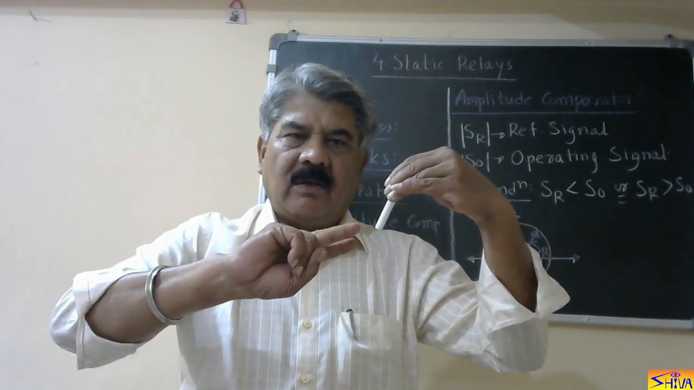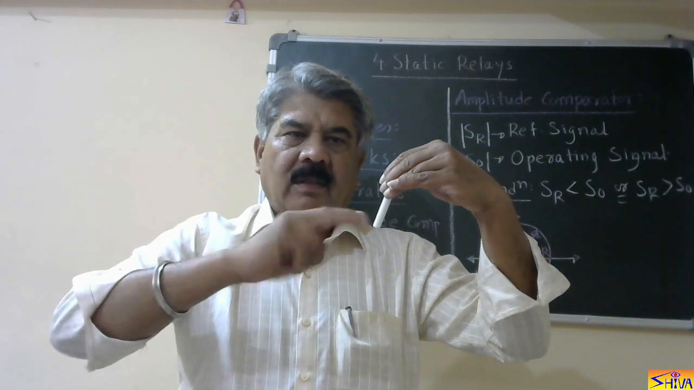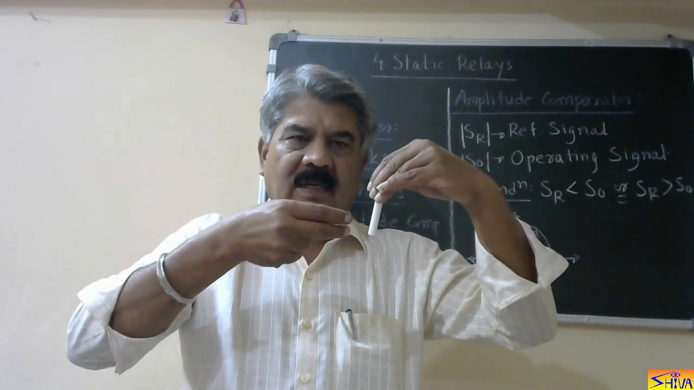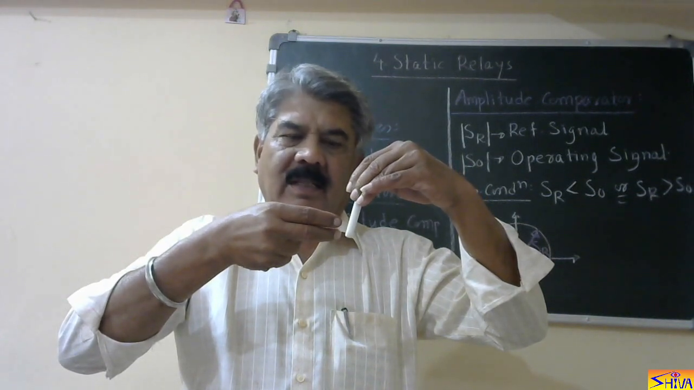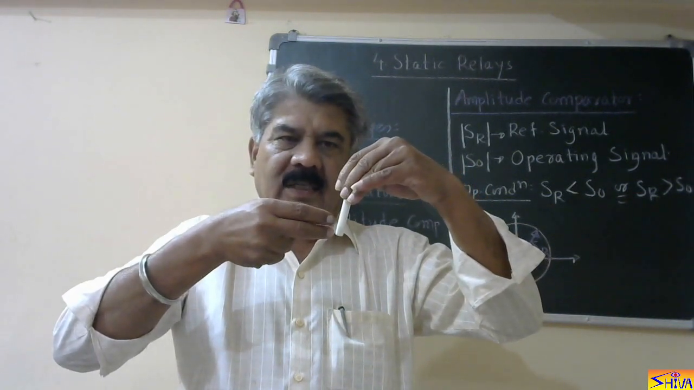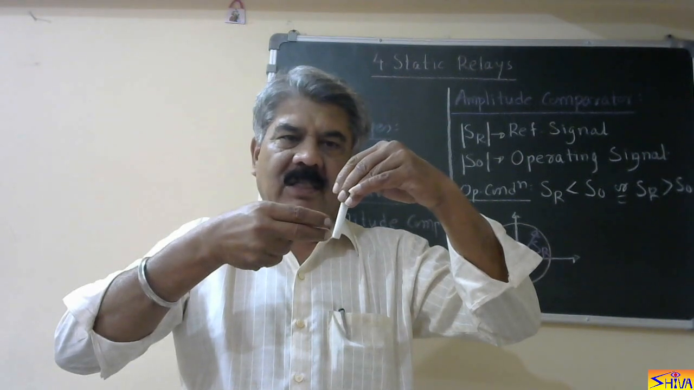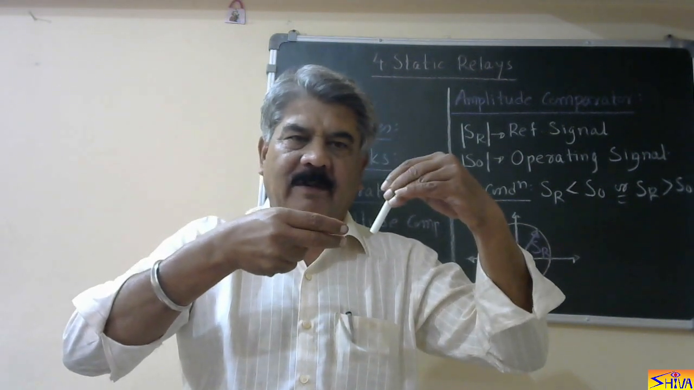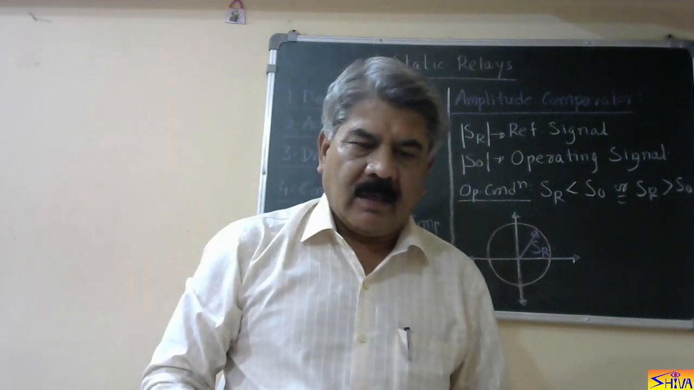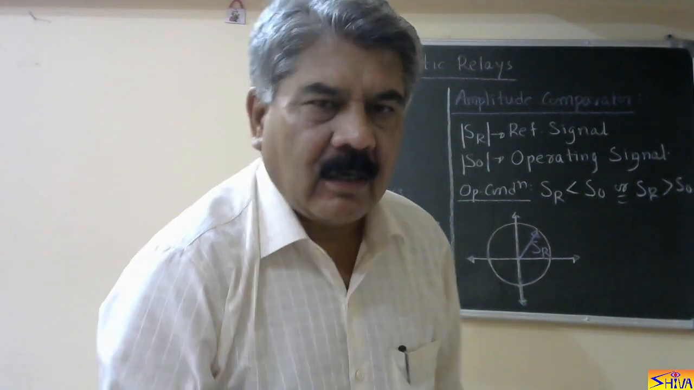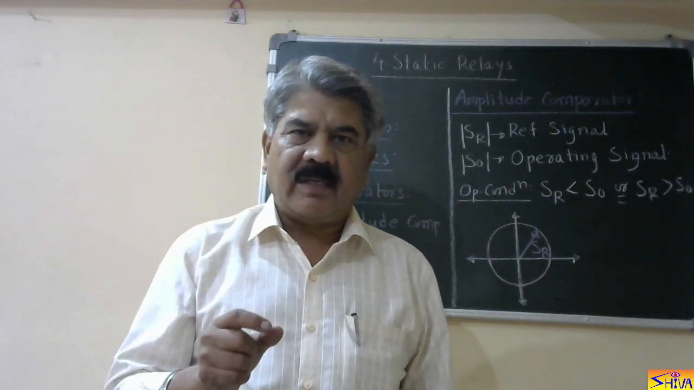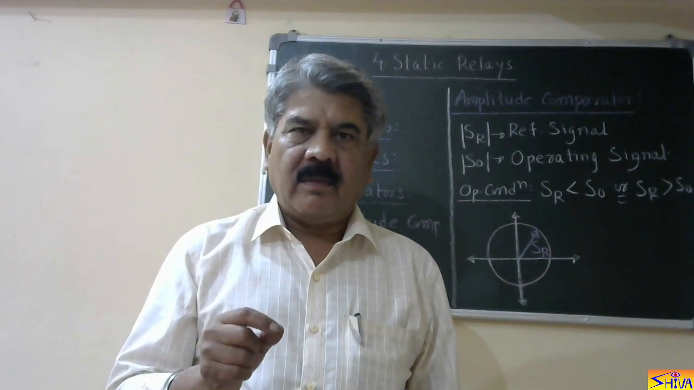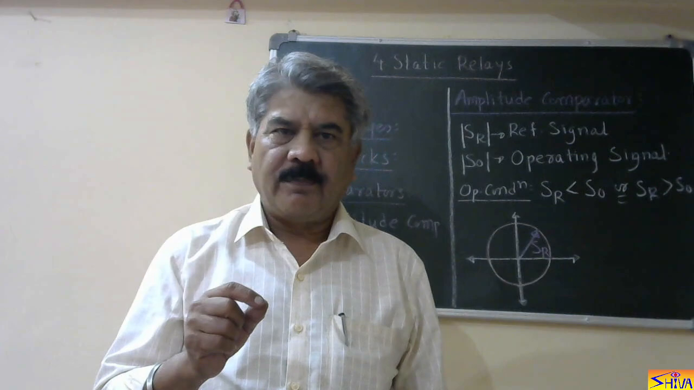Another thing is overshoot. When a nearby relay is operating, this relay contact also starts moving. But when the fault is cleared by the other relay, due to its inertia, it moves some distance, it travels some distance and then starts coming back. So this is over travel. In the case of static relays, that is electronic relays, moving parts are absent. So there is quick reset action and there is no overshoot.